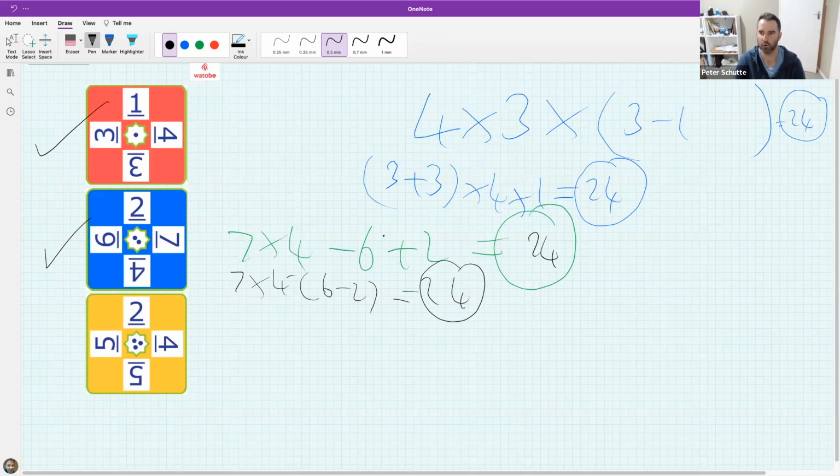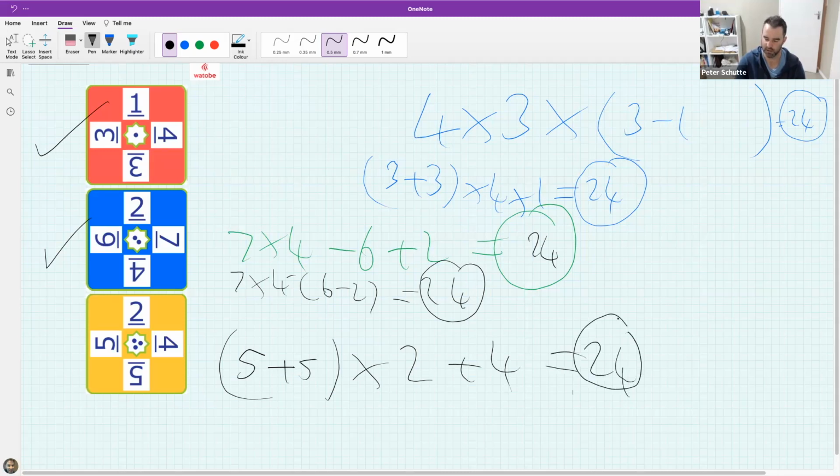Can we do the yellow? I'm feeling like, what can I do here? 4 times 2 is 8. Oh, I think Lebo has beaten me to it. 5 plus 5 is, oh, well done, Lebo. That was good. That was a sneaky one. 5 plus 5 is 10. 10 times 2 is 20, and then 24.